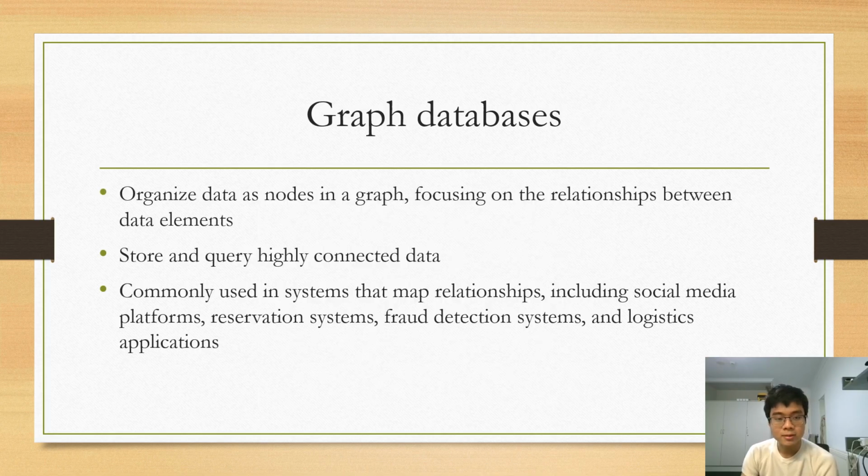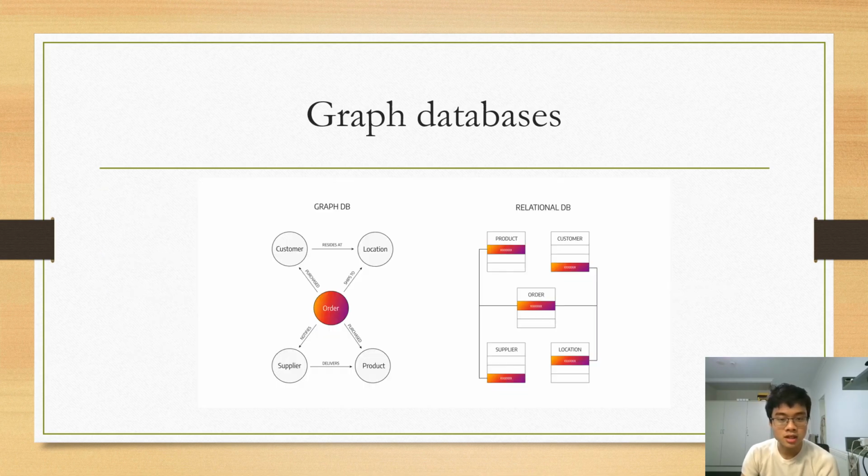Next, graph database. Graph database organizes data as nodes in a graph, focusing on the relationship between data elements. It stores and queries highly connected data. It is commonly used in systems that map relationships like social media platform, authorization system, fraud detection system, and logistic application. In this picture, it shows how graph database stores the data.